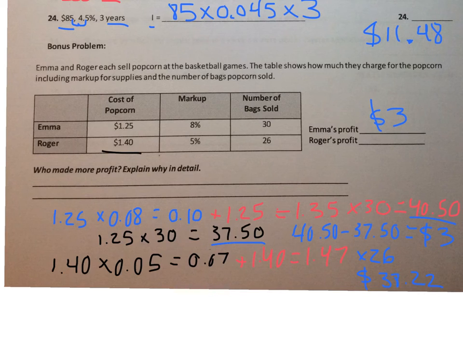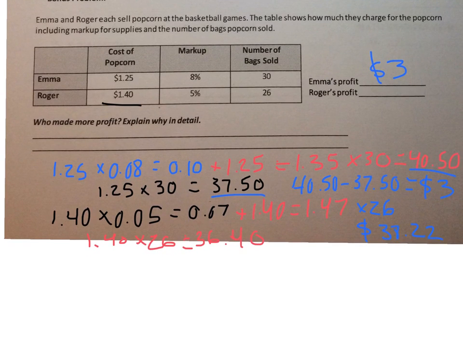Now Roger paid $1.40 for his 26 bags, which means he had to pay $36.40, and he made 38. So we now subtract these, 38.22 minus 36.40. I'm going to put that in my calculator. He only made $1.82.